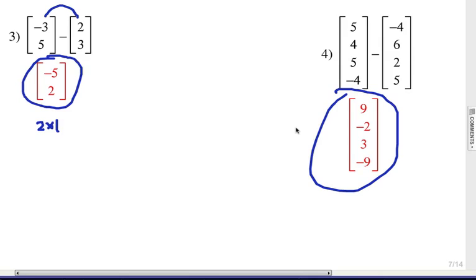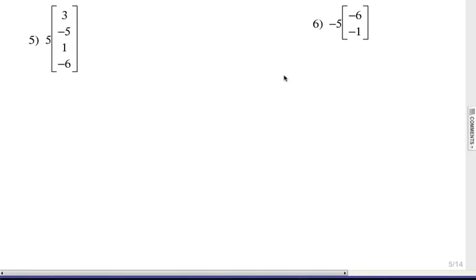Alright, hope you're doing great. Let's do scalar multiplication to finish this self-quiz off. Give that a try. We have this matrix multiplied by a 5 on the outside there, and this matrix multiplied by a -5. Alright, what's your new matrix going to be?